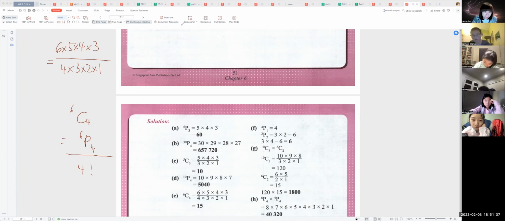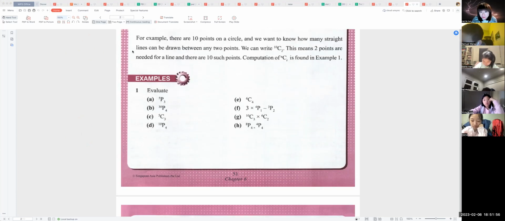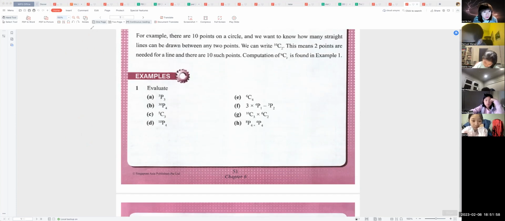Okay, so you just remember, C n r equals P n r divided by r factorial. So that's the easiest way to remember that. Okay, so now let's take a look at number C, number E, number F. Oh, I didn't do number F before, and number G. I'm sorry.